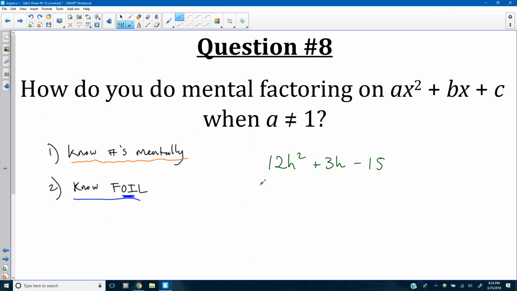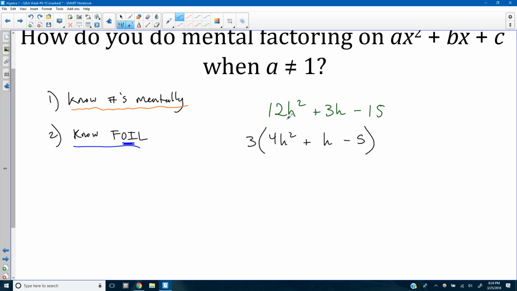First of all, common factor of 3. You pull that out, it's going to make things a lot easier here. Plus h minus 5. Now again, 4 is a composite number, so when I write these things out, it's either going to be 4h and h, or it's going to be 2h and 2h.